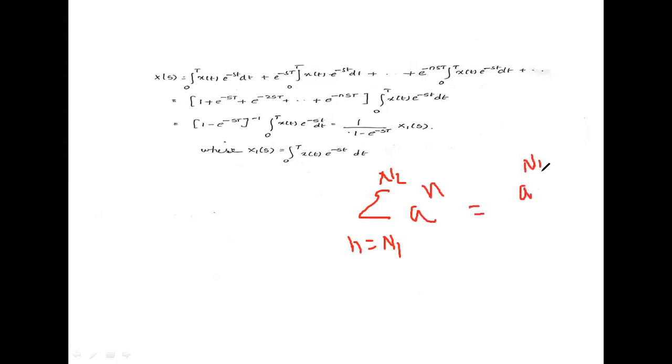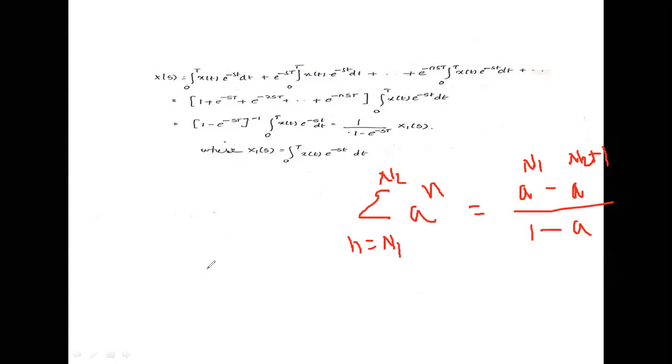Next step. So x of s is equal to, and so on we are writing, the integral from 0 to T of x of t, and so on. Because it is a periodic function, you can multiply simply 1 by 1 minus e power minus sT. Why is it so? I already told you the sum of a power n, from n equals n1 to n2, what is the formula? A power n1 minus a power n2 plus 1 by 1 minus a. This is a formula we have. What is the a here?